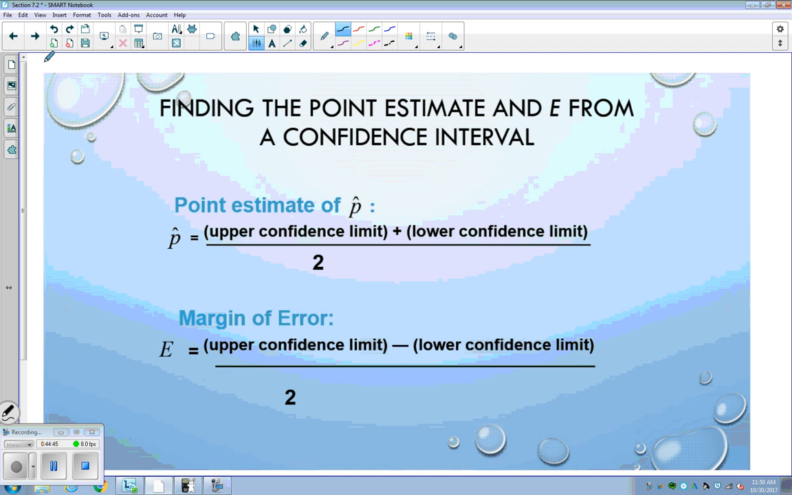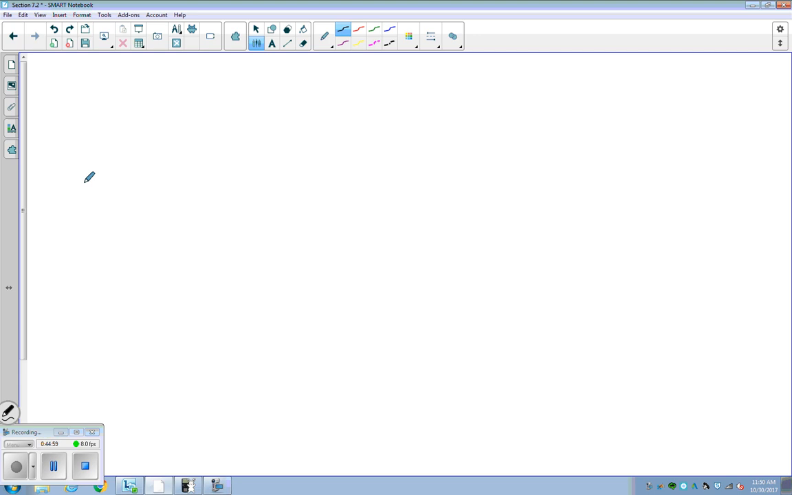And then I can find my margin of error if I take my upper limit minus my lower limit, and then divide by 2. That's really nothing more than algebra. Okay? And that's all of section 7.2.